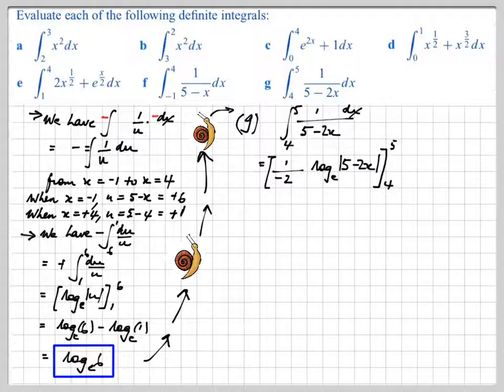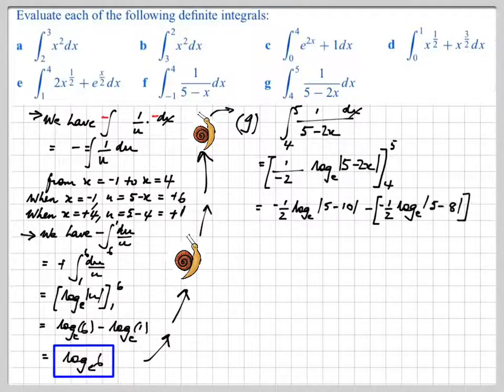Righto, so what's that going to be? Let's do it. And this is a very interesting one because, look, we get minus a half of log of modulus of 5 minus 10. Now, goodness, 5 minus 10 is minus 5, and the modulus of minus 5 is just 5. Do you get that? Yes, and the same thing for the second term. See, modulus of 5 minus 8 is actually the modulus of minus 3, which is plus 3. And look at the double negative.